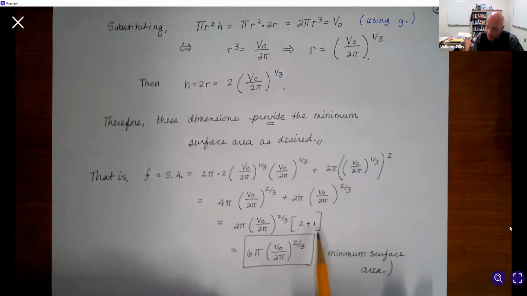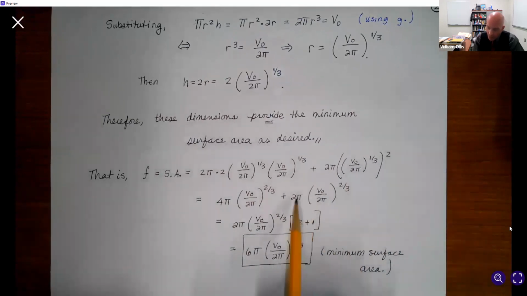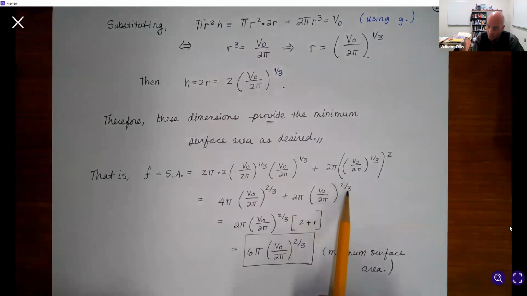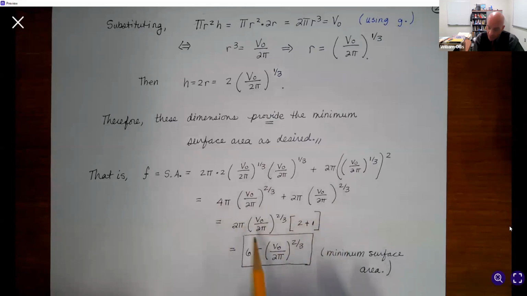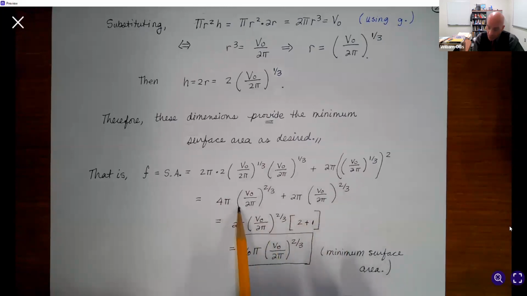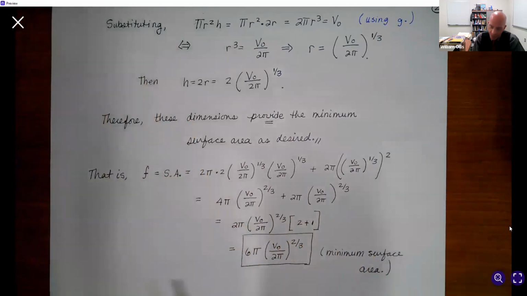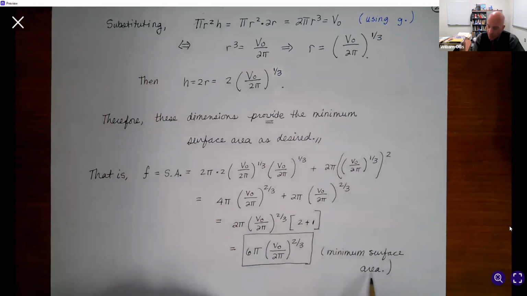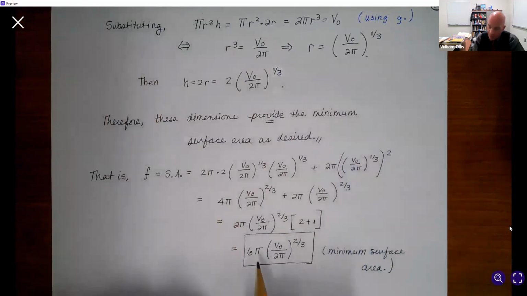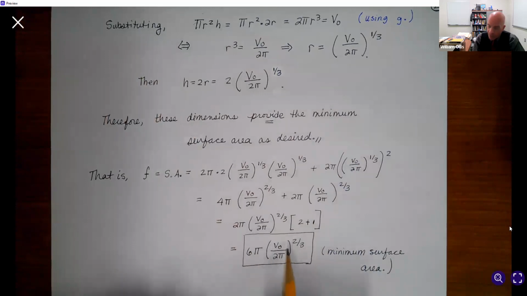So I'll factor this, even though you don't really need to do that. Obviously, 2 pi times the V sub 0 divided by 2 pi to the 2/3 power is common to both. So that just gives us the common factor times 2 plus 1, or just looking at it and saying 2 pi plus 4 pi gives us the 6 pi. And again, that would be another way of looking at it. So the minimum surface area for this particular problem, we get to be 6 pi times the 2/3 power of V sub 0 divided by 2 pi. And we are done.